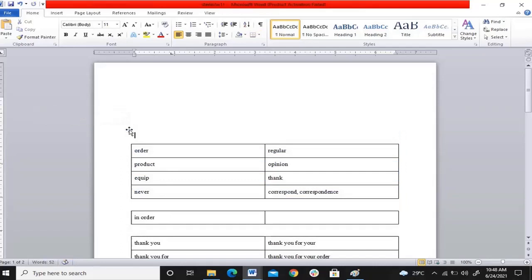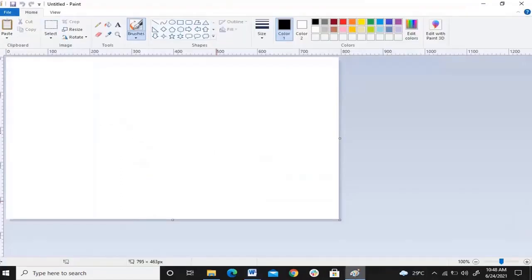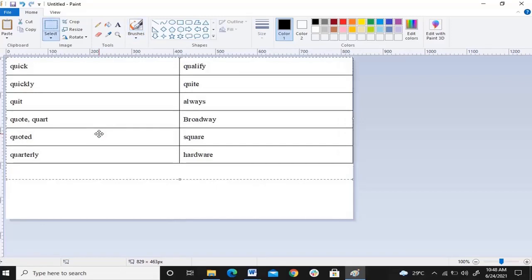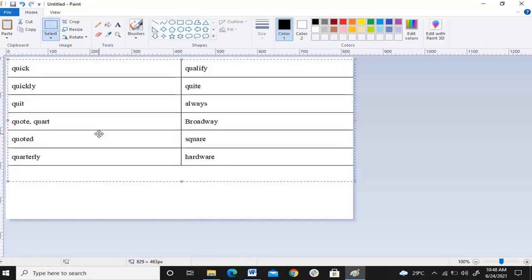Ano yung tinatawag nilang W dash? Kasi di ba na ano natin yung W, for example yung we. Yung ating we, it's a downward hook and E. Kasi nga yung W is the first letter here. Pero paano kapag nasa middle yung W? For example, quick. Di ba mayroong wi doon? May sound ng W doon sa quick. Quick, quickly, quit, quote, quart, quoted, quarterly, qualify, quite, always, Broadway, square, hardware.